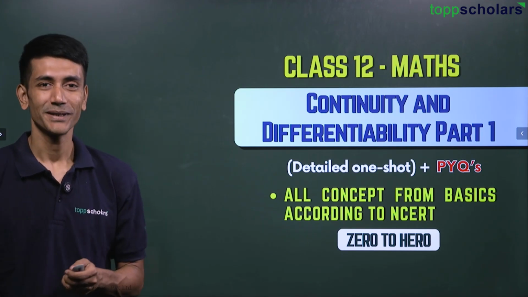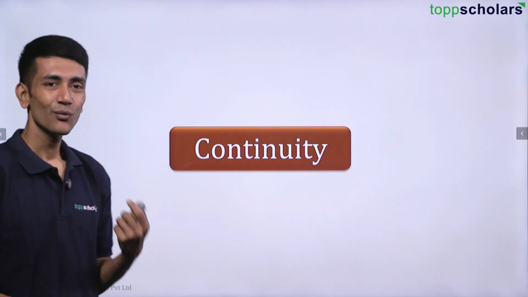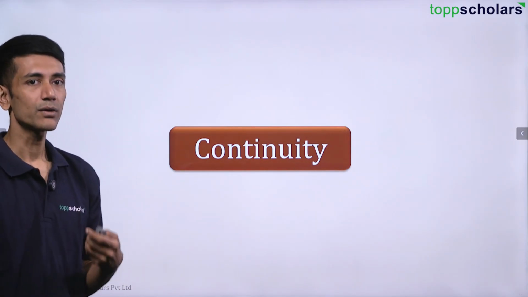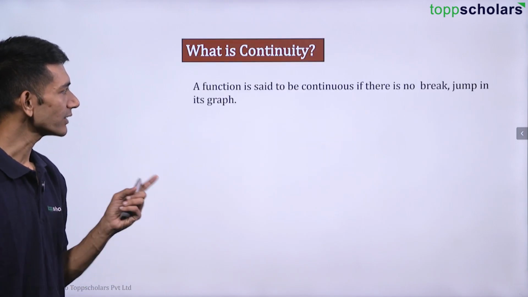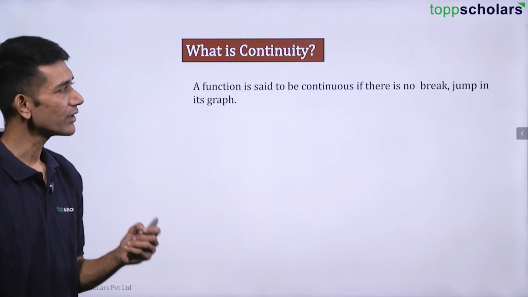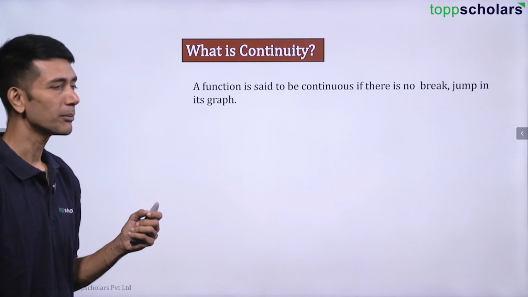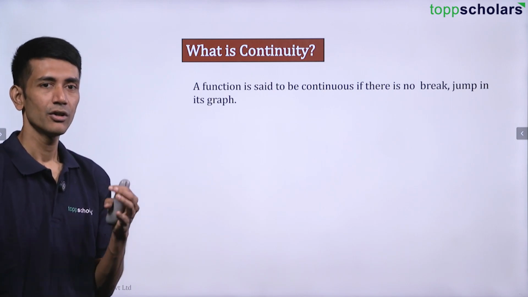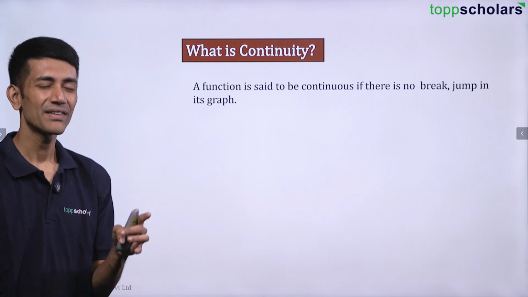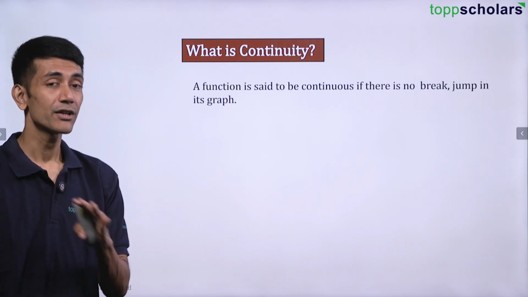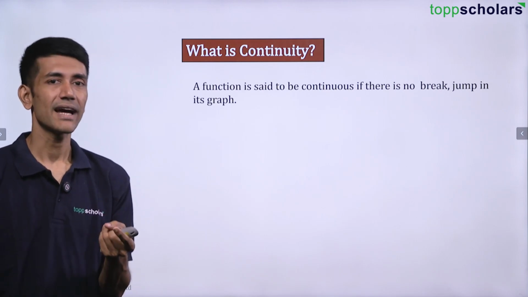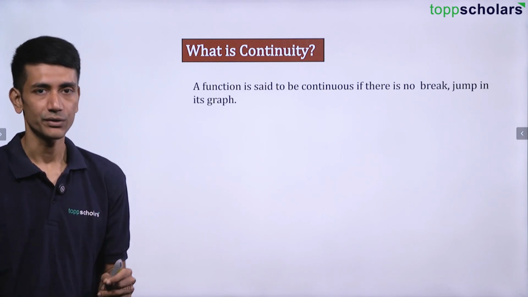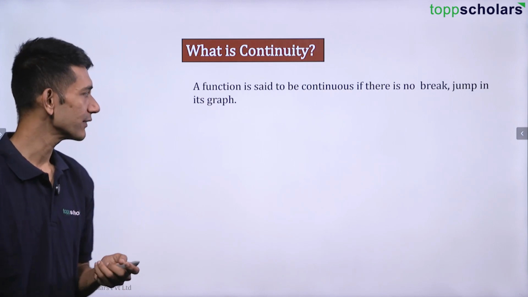So, let us begin. What exactly is continuity? Let us try to understand the definition of continuity first. A function is said to be continuous if there is no break or jump in its graph. If you have a graph that is very smooth and there is no jump or break in that particular graph, then we say that the function is continuous. So, that is the definition of continuity.